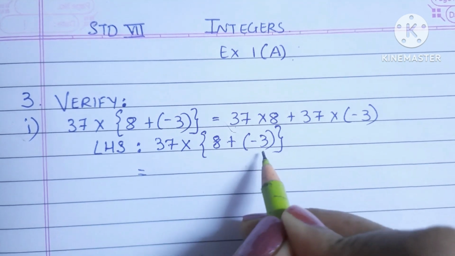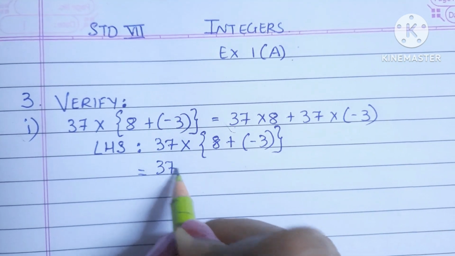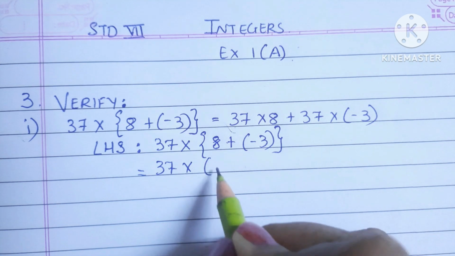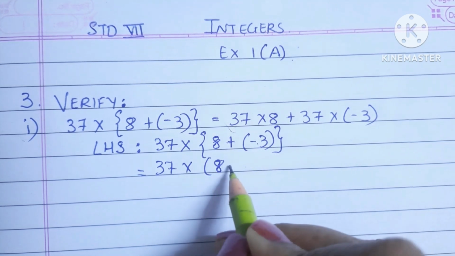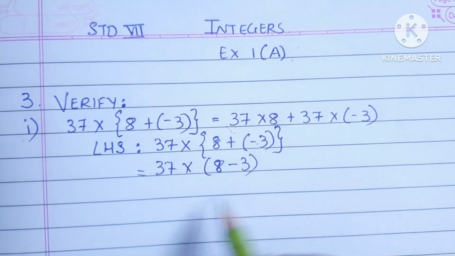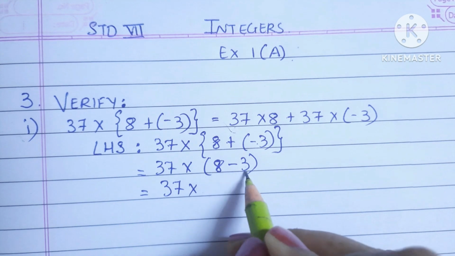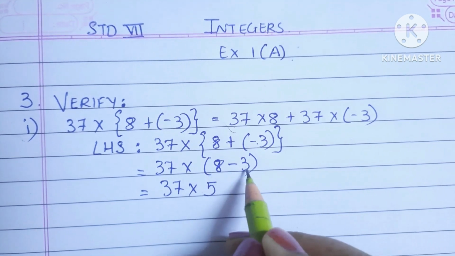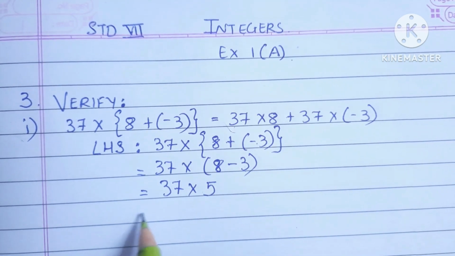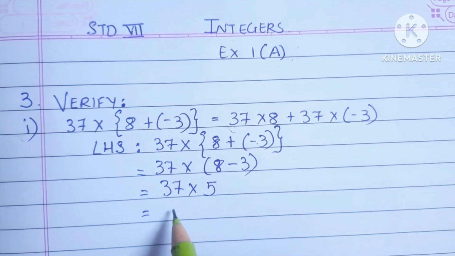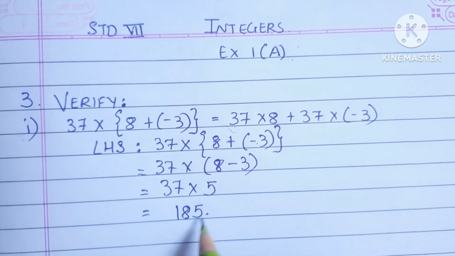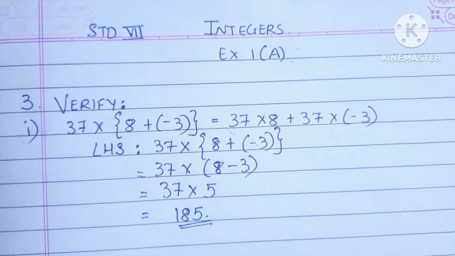First of all we shall be solving the brackets. So 37 multiplied by 8 plus minus 3. We shall open the bracket for minus 3. Now 37 multiplied by 8 minus 3 gives me 5. 37 multiplied by 5 gives me 185. So this is my left hand side.